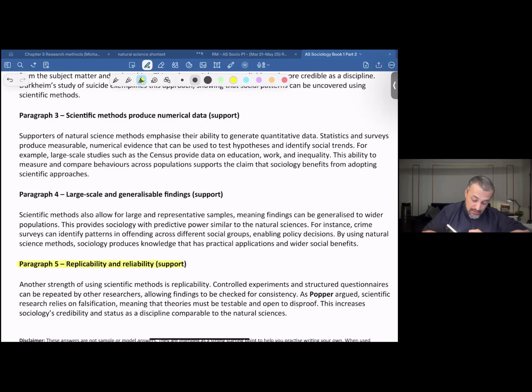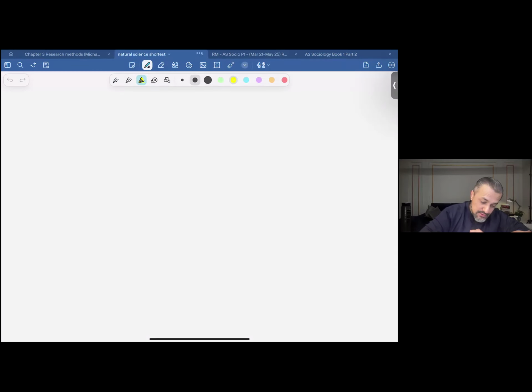So another strength of using scientific methods is replicability. Controlled experiments and structured questionnaires can be repeated by other researchers, allowing findings to be checked for consistency. As Popper argued, scientific research relies on falsification. This is what we just read, meaning that theories must be testable and open to disproof. This increases sociology's credibility and status as a discipline comparable to that of natural sciences. So that was one answer.